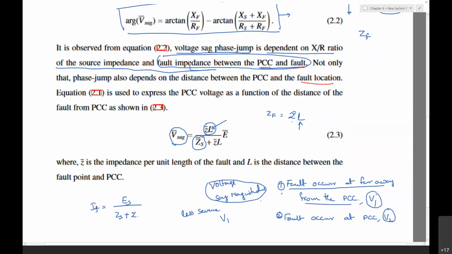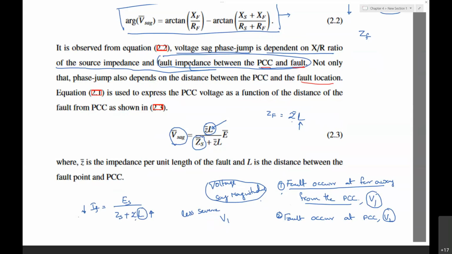Z into L. Then obviously if your length is higher, the fault occurrence is very far away from the PCC, then this impedance is very high. Then the fault current is going to decrease. If the fault current decreases, then the drop is also going to decrease. Because of that, the voltage sag magnitude has a severity that is much lesser than the fault occurrence at the point of common coupling.